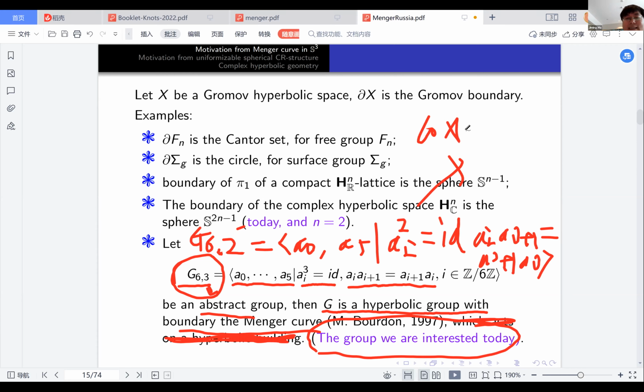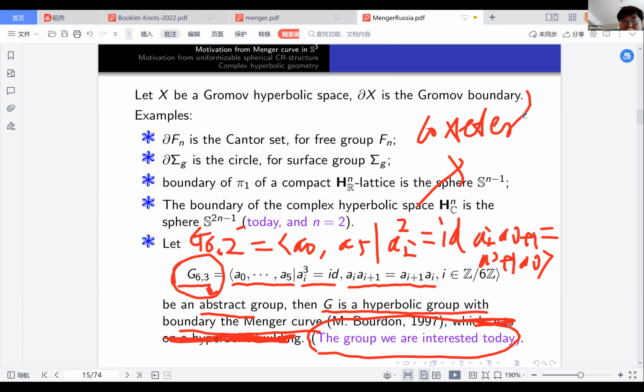So for today, we just consider 2-dimensional complex hyperbolic space. So we have H^2_C, right? And then the boundary of it is the 3-sphere. And we also consider a group here, G_6^3, which has a presentation like this, and we just consider the group and the space, okay, for today.